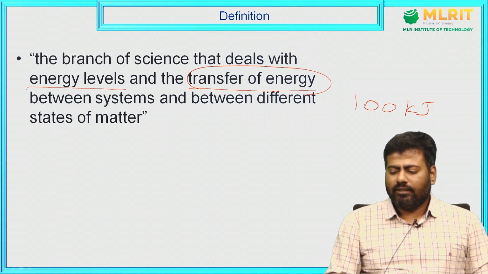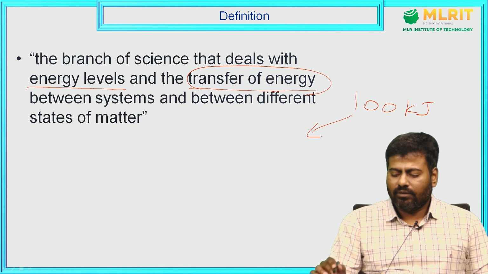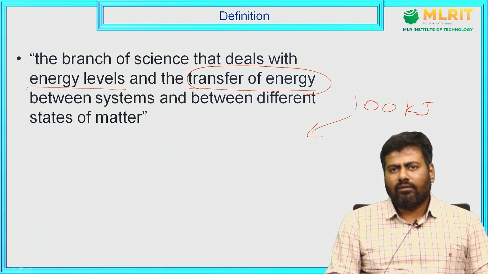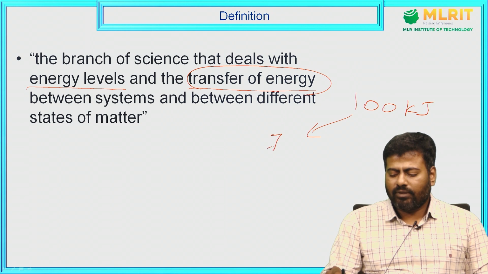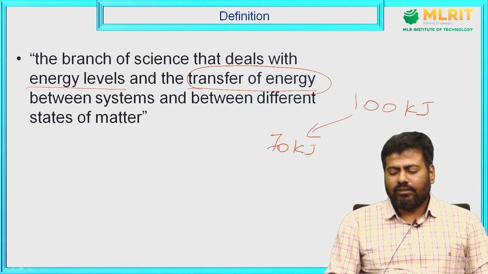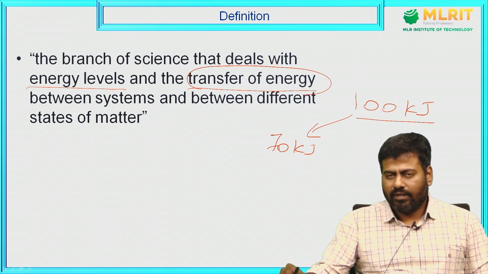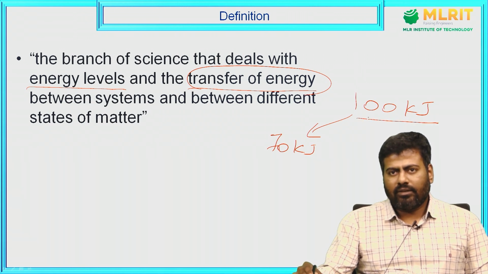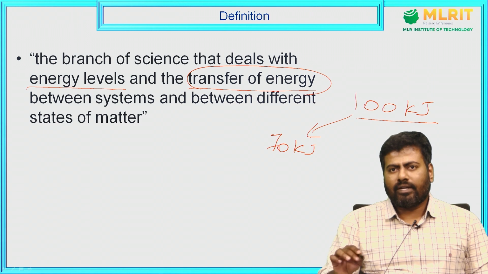Got it? With respect to this 100 kilojoule, I cannot convert all of it into useful mechanical work or useful energy. Of this 100 kilojoule, I can convert only 70 kilojoule. The remaining 30 kilojoule we consider as losses. Which means the energy level is 100 kilojoule, and this 100 kilojoule is converted into other forms of energies. That is the transfer of energy.